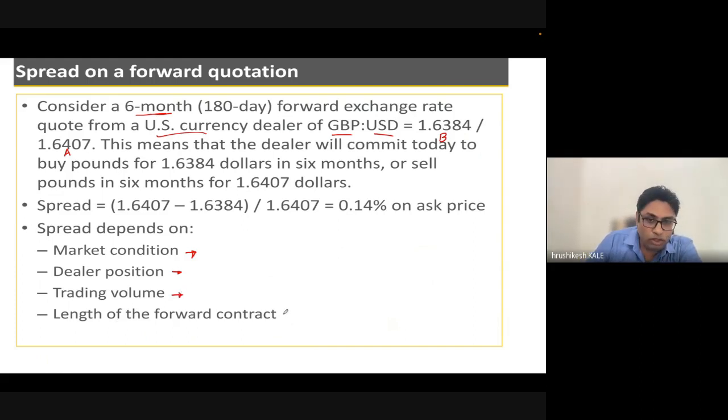Length of the forward contract. If the length is higher, the spread widens. So spread depends on these parameters, and you will need to keep in mind how these parameters affect the spread. Let's move ahead.